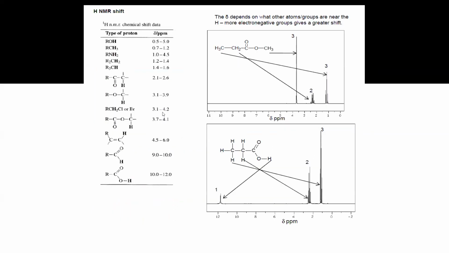So as you can see, the chemical shift for CH3 is from 0.7 to 1.2. For CH2 it is from 1.2 to 1.4, and for CH it is 1.4 to 1.6. But if you check for alkene hydrogen, which belongs to an alkene, the chemical shift is from 4.5 to 6.